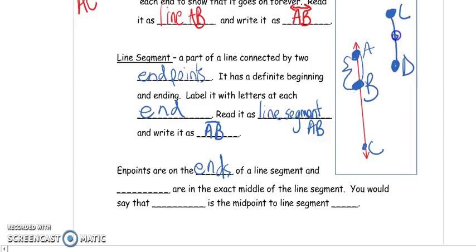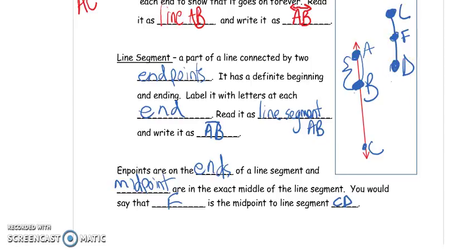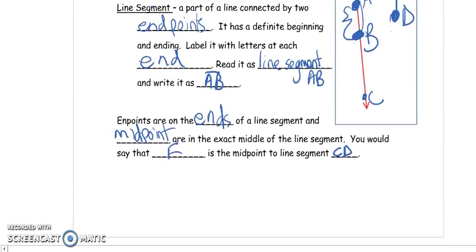But there's a special name for halfway through a line, and that is called the midpoint. So the midpoint is the middle point that's exactly halfway between the ends of the line segment. You would say that, and then you have to label it, F is the midpoint of line segment CD, because F is halfway between C and D. So midpoint's another term I want you to know.